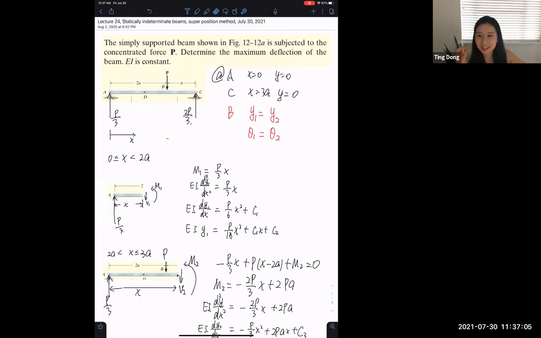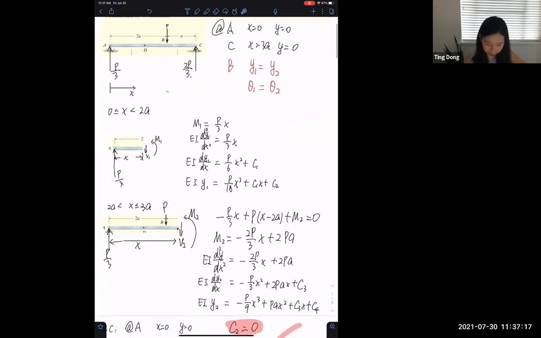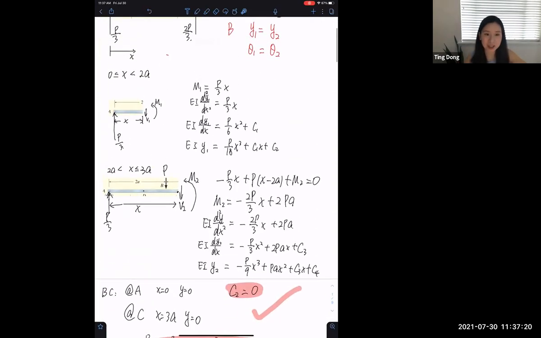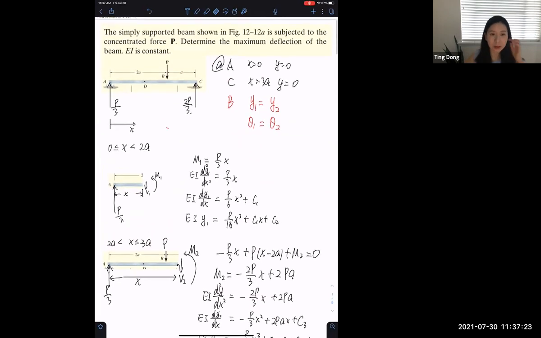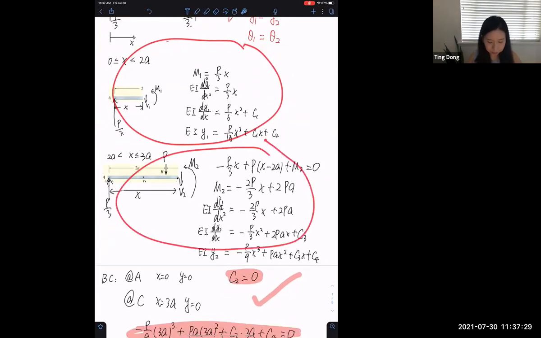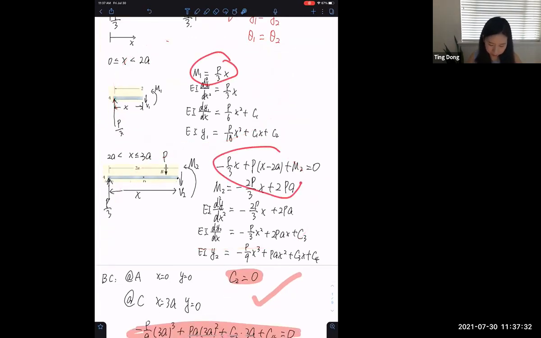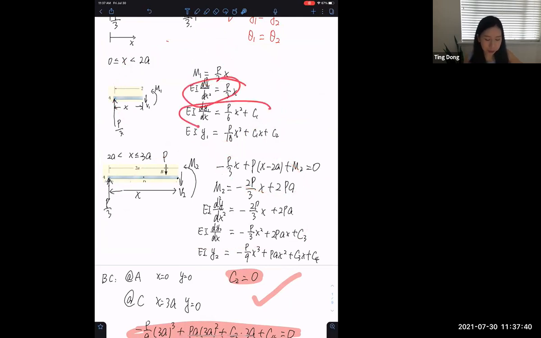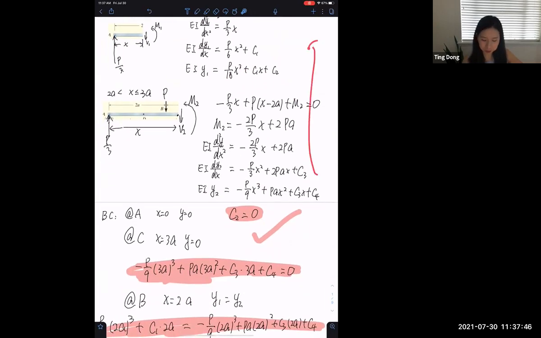Any other question? So for this one, it looks like a very long and complicated procedure, but let's say this part and this part, the moment expressions, are completely from statics. So you should be very familiar with this part. And integrate once, integrate twice is pure math, right? So this is the first 2 parts.